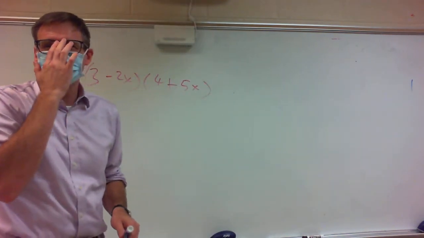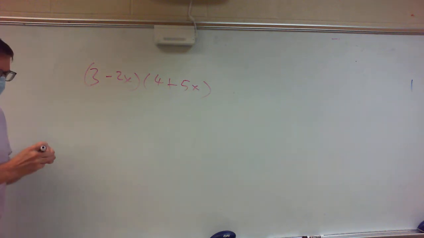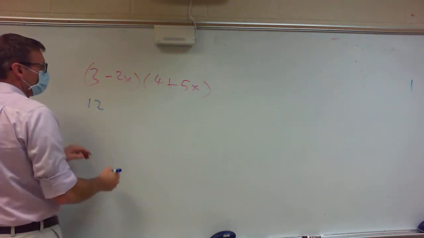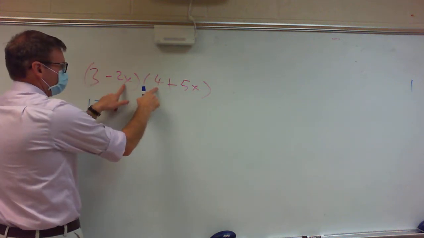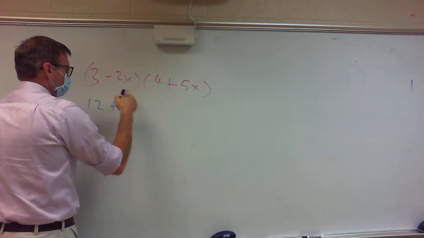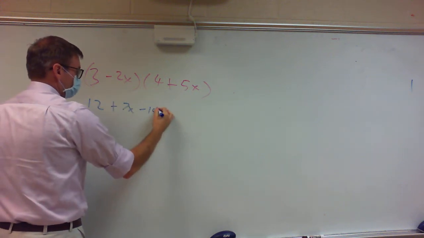I'm just being kind of weird right now. And so we multiply it, and this is going to give me 12. I get minus 10, minus 8 plus 15, gives me plus 7x, and this is going to give me a minus 10x squared.